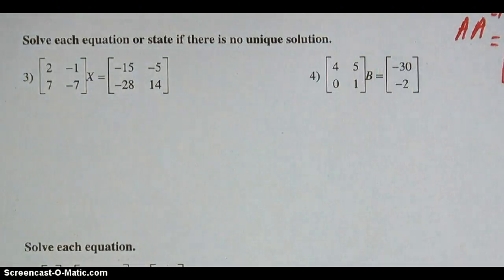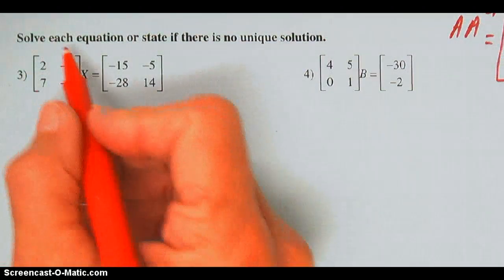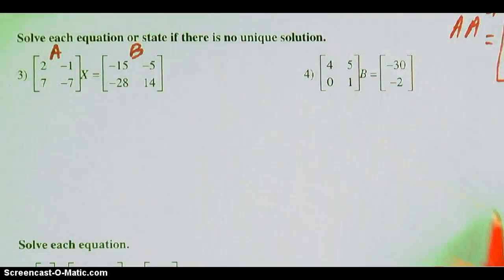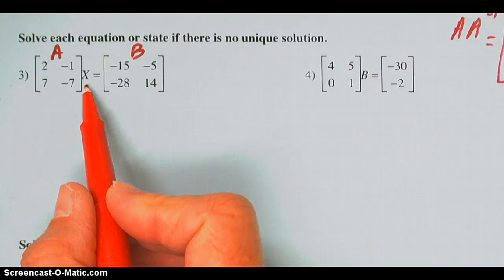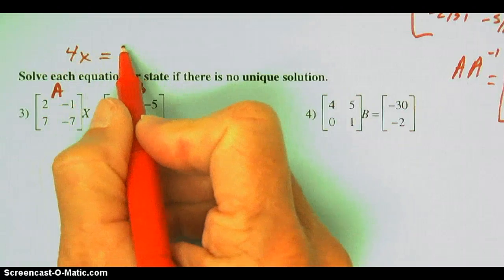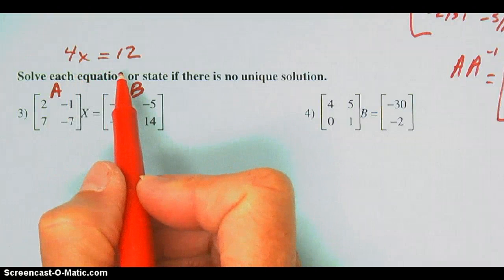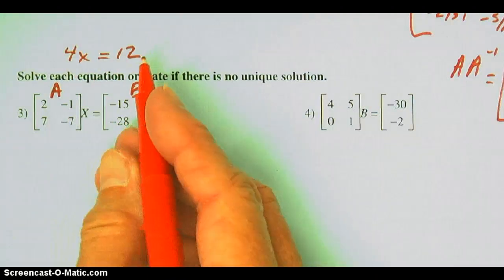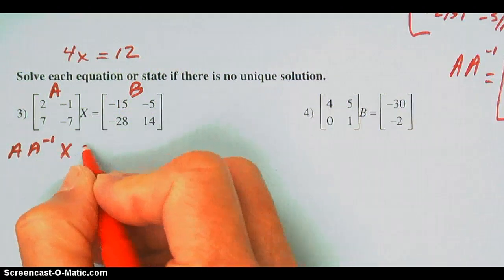So looking at exercise number 3, you can kind of see it. It's an equation, and if we want to solve for x, we have to get rid of this matrix. So I'll call this matrix A and matrix B, and we want to solve for matrix X. If this were a regular equation, like 4x equals 12, we would divide both sides by 4. However, in matrices, we don't have division. So what we're going to need to do is to multiply both sides by A inverse.